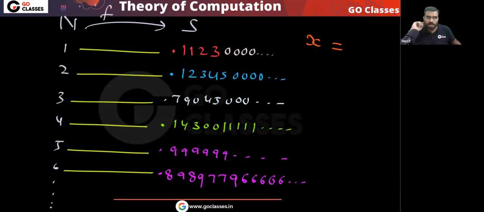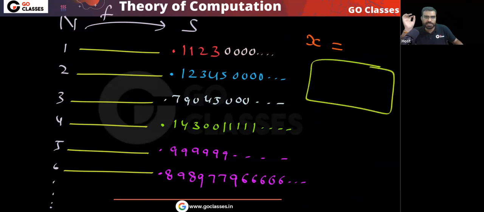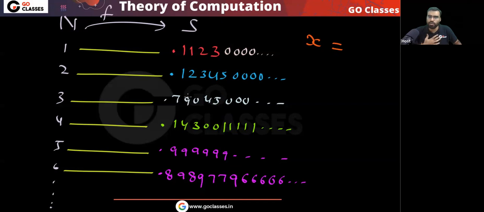I just need to make sure that my X is different from this entire sequence. Yes or no? I want to make sure that my X is different from every number in this sequence. So what will I do? What will be the first digit of my X? For example, this is 1, so you can put 2.